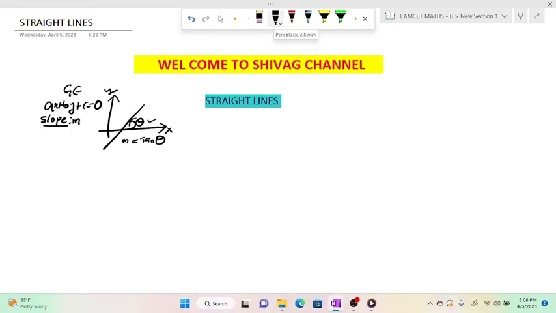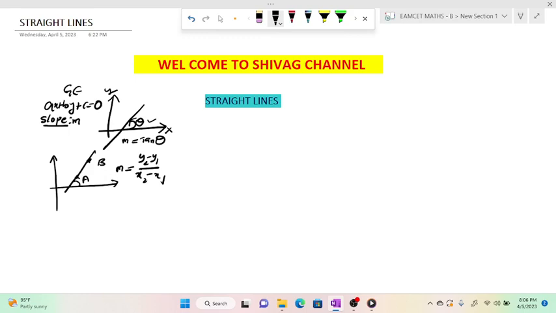Suppose 2 points are given. Suppose A, B are the given 2 points on the straight line. Here also this line makes an angle theta with the positive direction of the x-axis. But here these 2 points A, B are given. In this case, how can you find the slope? In this case, the slope of the line m is equal to y2 minus y1 by x2 minus x1.